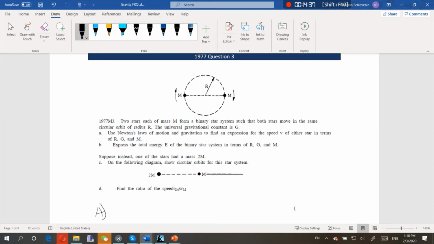Okay, so this is starting with 77Q3, if you're reading. We've got two stars of mass m, and they're forming a binary star system so that both stars move in a circular orbit of radius r. We have a universal gravitational constant, G. I want you to use Newton's laws of motion and gravitation to express the speed in terms of r, G, and m. Okay, well, what do I have to do first?